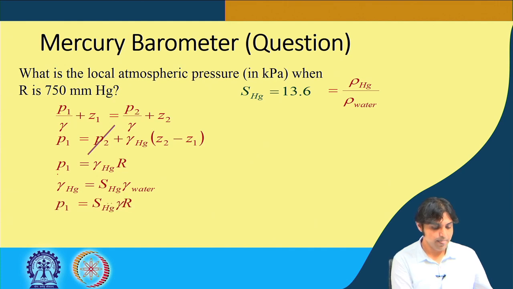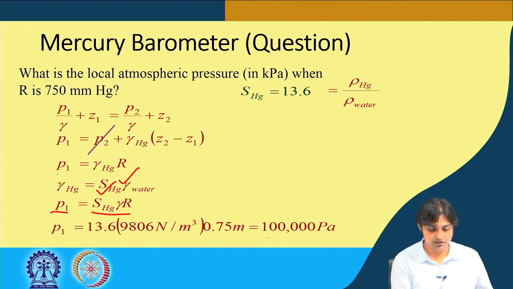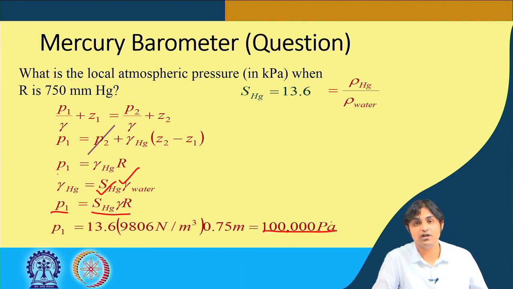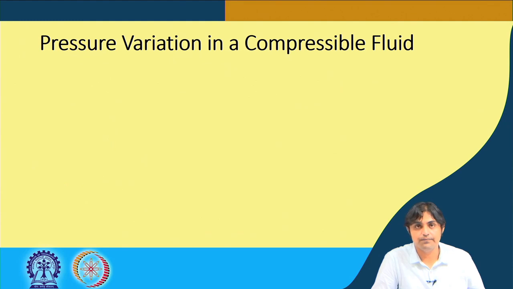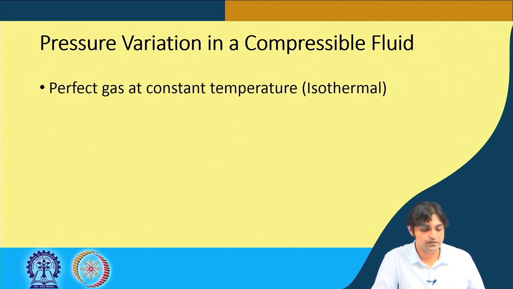So gamma Hg can be written as the specific gravity of Hg into gamma water, right. So pressure will be S Hg gamma into R. On calculation, it is going to give almost 100,000 Pascal. So this is one example of calculating the pressure P1, but this is also indicating how this barometer system works. Good. Now, we must also be a little aware about the pressure variations in a compressible fluid.